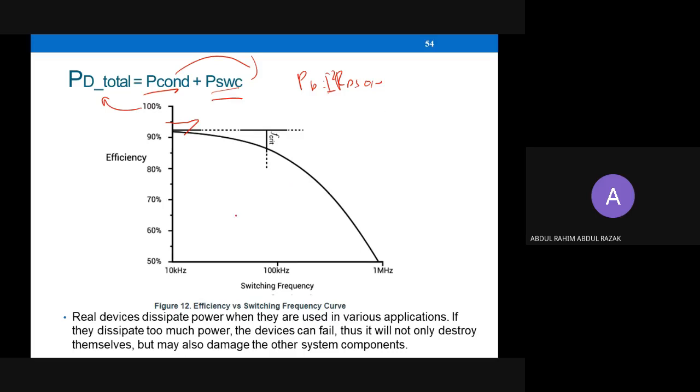So when you operate your system at 100 kilohertz and above, you have to consider this P switching inside your calculation of losses. So you have to perform this step inside your assignment and sum up the two elements into your PD. Okay.